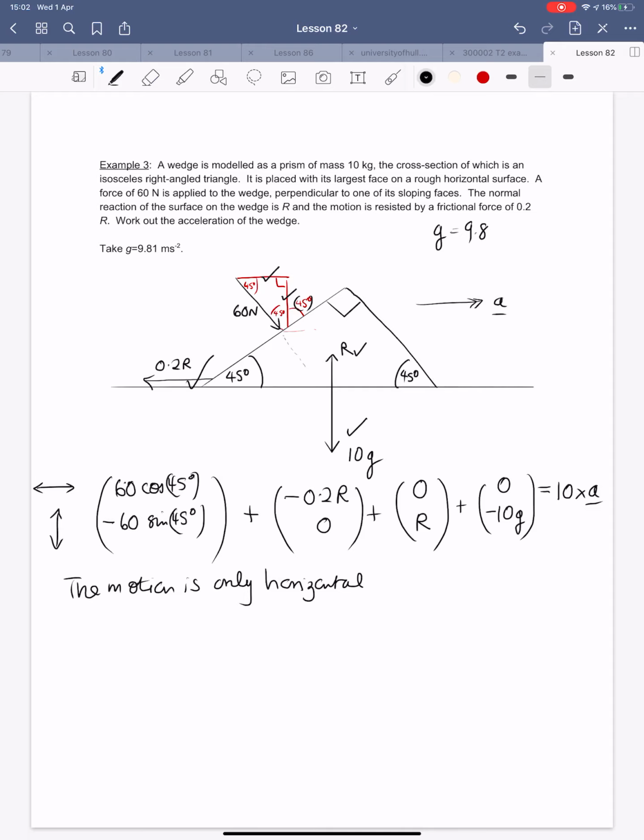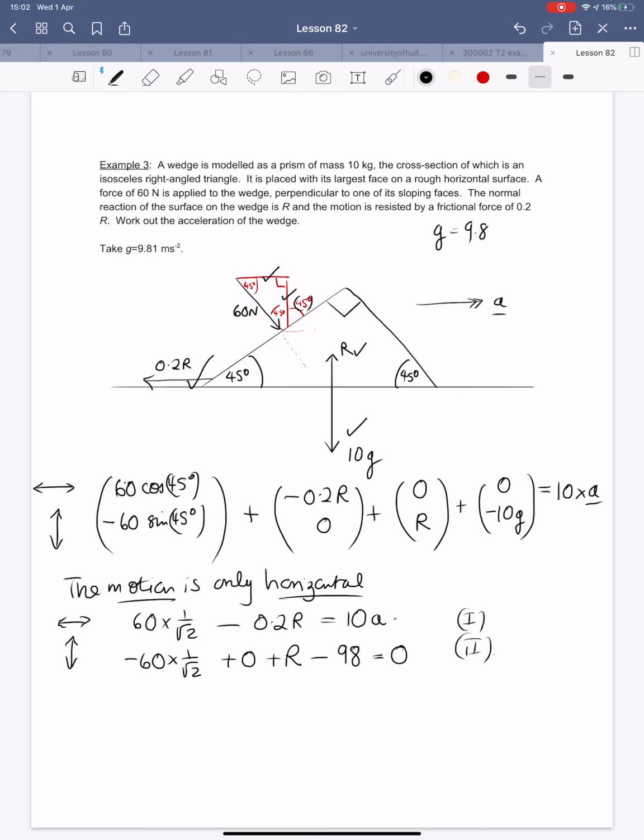So we can say cos 45 and sine 45 are both 1 over root 2. So we've got 60 times 1 over root 2 minus 0.2 R is 10A. That's the horizontal. And then the vertical: minus 60 times 1 over root 2 plus 0 plus R minus 98 is 0, and that is because the motion is horizontal only. So equation 1, equation 2.